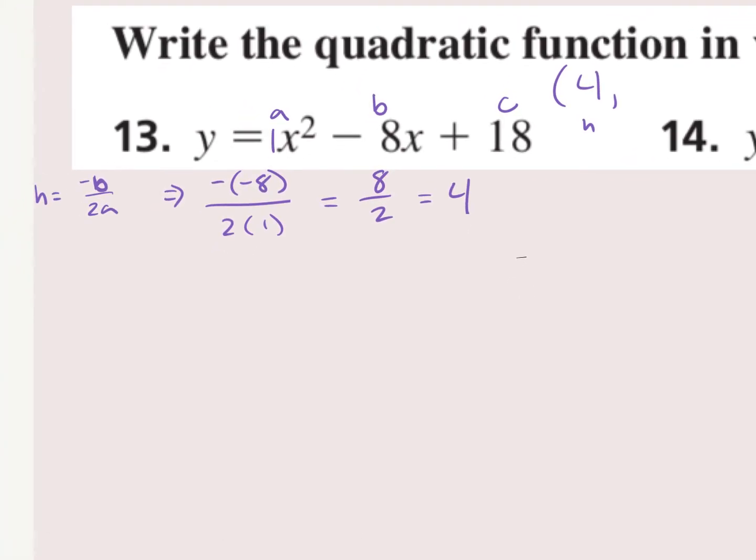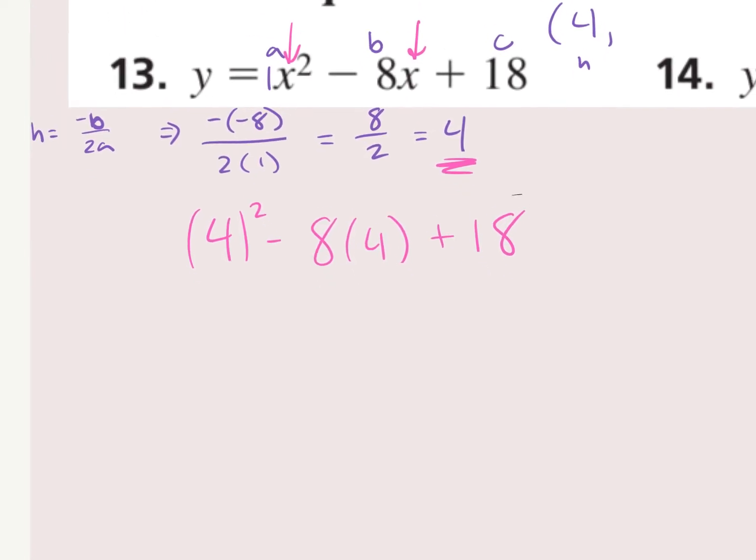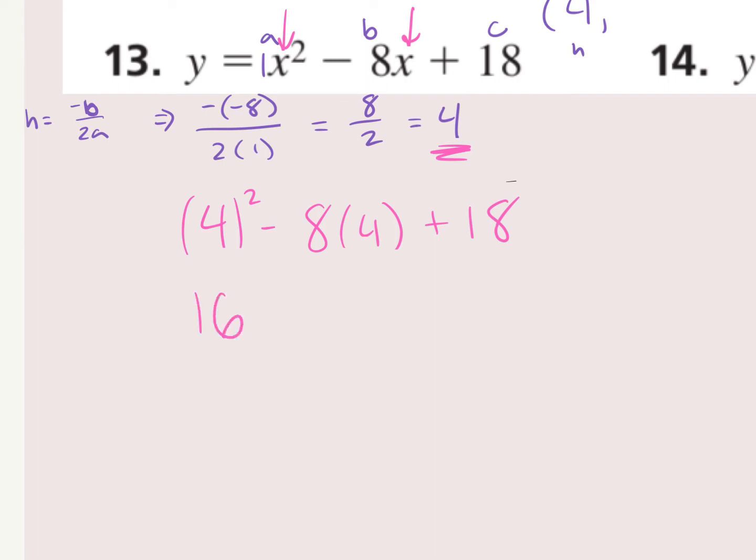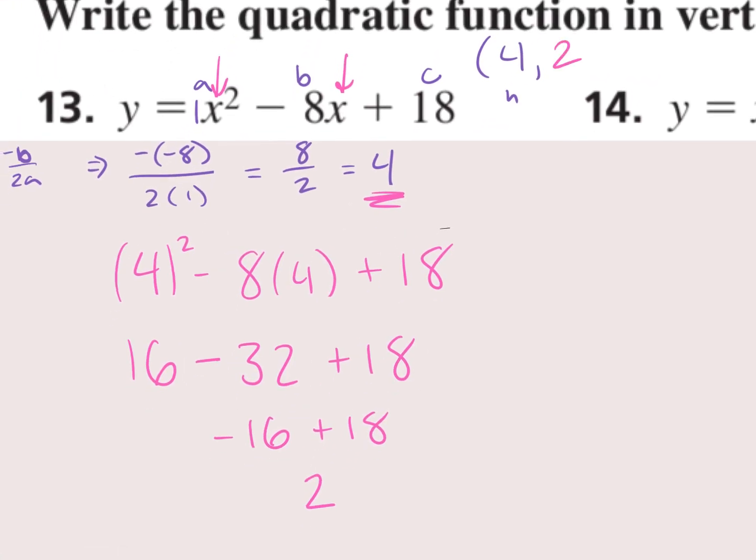Now how can I find k? Plug it into all the x's. So I'm going to plug it into the x and the x in my original equation. So I'm plugging 4 in. That would be 4 squared minus 8 times 4 plus 18. When you plug it in, make sure you follow your order of operations. So first I would have to do 4 squared, which is 16, minus, what's 8 times 4? 32, plus 18. So 16 minus 32 would be negative 16, and negative 16 plus 18 is positive 2. So my k is positive 2.